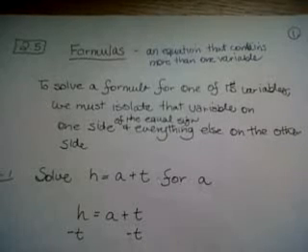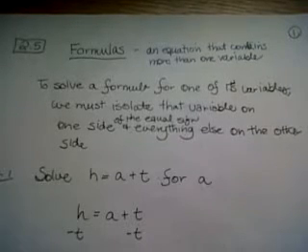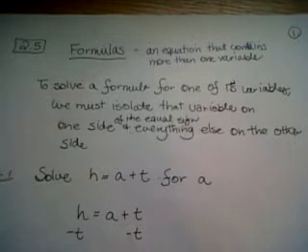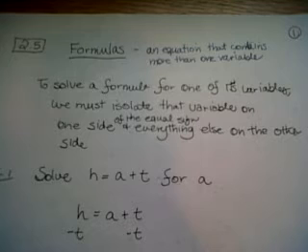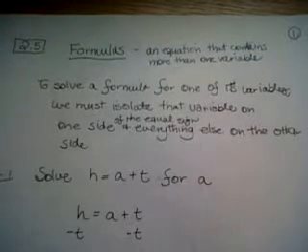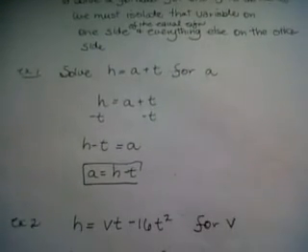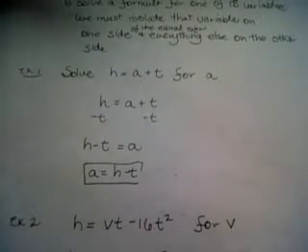Now, sometimes we want to solve for formulas, and those may contain more than one variable. To solve a formula for one of its variables, you have to isolate that variable on one side of the equal sign, and everything else goes on the other side. So, for example, if I said, solve for A.